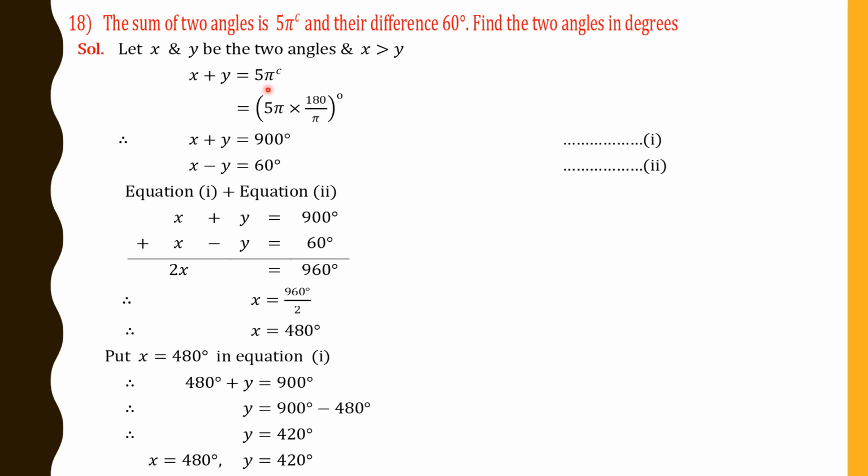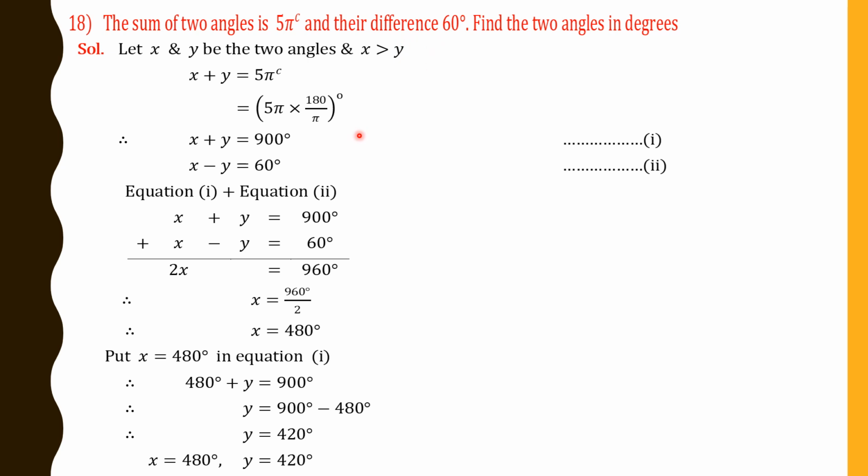X plus y equal to 5 pi radian. To simplify, convert this radian into degree. Therefore, multiply 5 pi by 180 divided by pi. Pi cancel, 5 into 180 equal to 900. Therefore, x plus y equal to 900, denoted by equation 1.